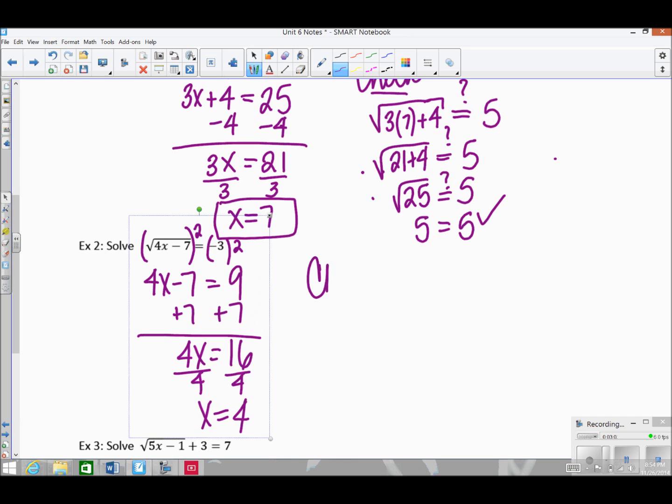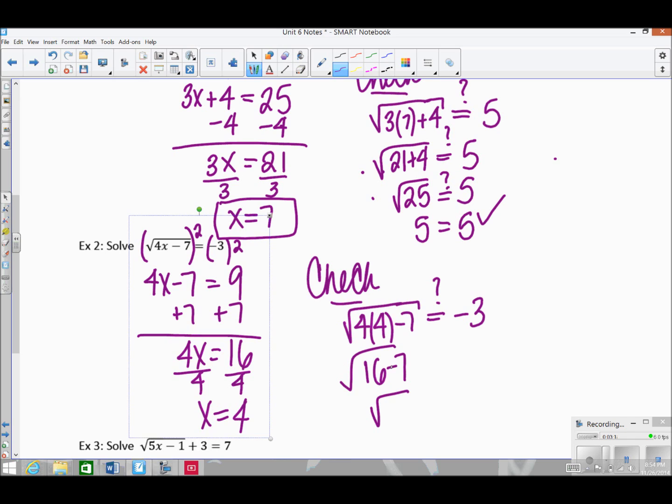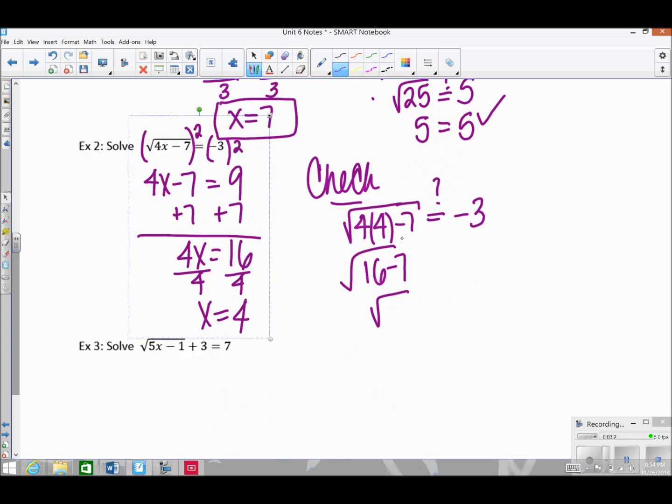Now, before we can say that that's a solution, you need to actually check. So plug in 4, and you want to see if that equals negative 3. So we have 16 minus 7. I'm just going to simplify the left-hand side here and see what we get. So we get 3. And again, remember, I was trying to see, does it equal negative 3? And 3 does not equal negative 3. So that means x equals 4 is not a solution.